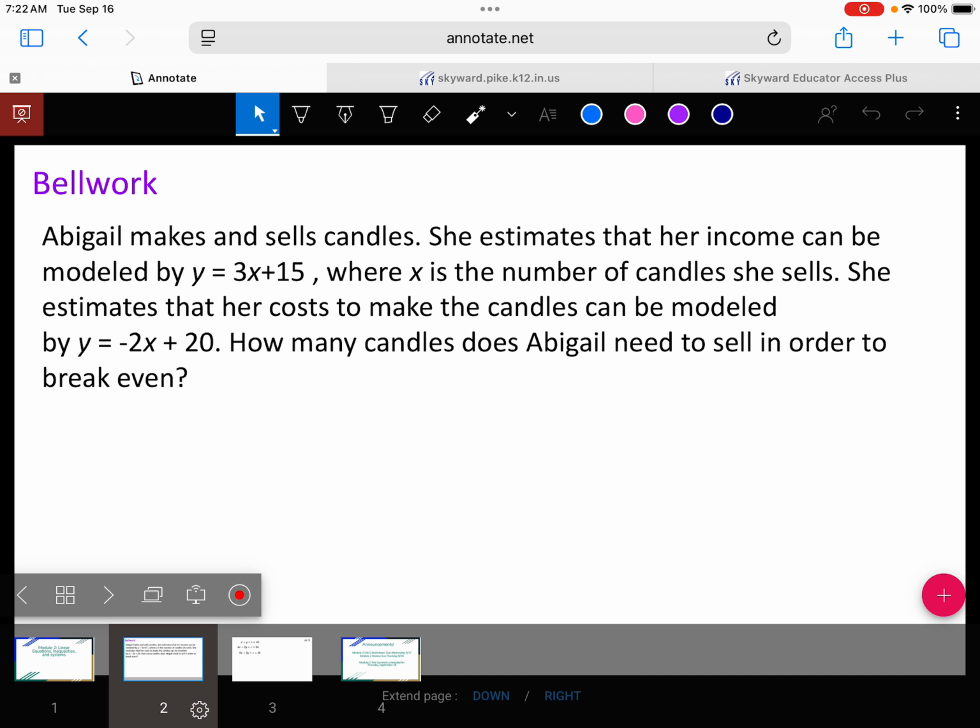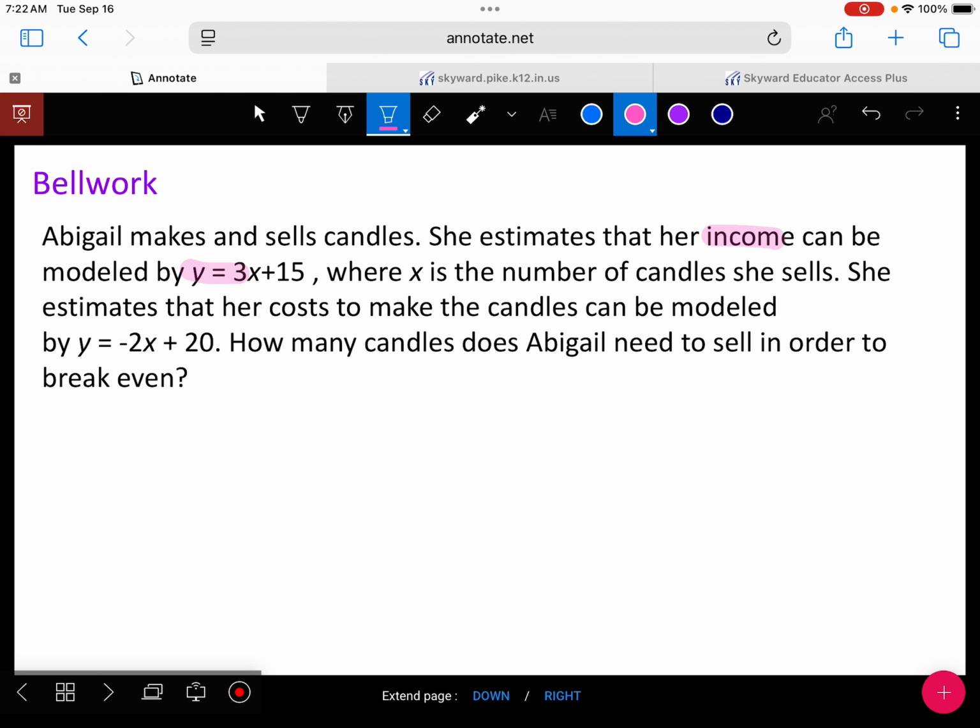We've got Abigail here making some candles. She says her income is modeled by this equation, 3x plus 15, where x is the number of candles she sells. So this is her income. And she says that her cost, how much it costs her to make the candles, is modeled by this. So we want to know how many candles she needs to make in order to break even.